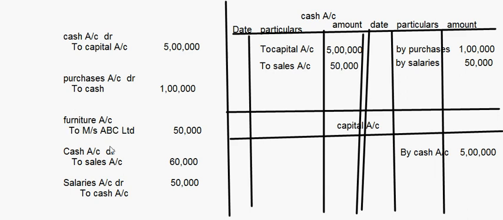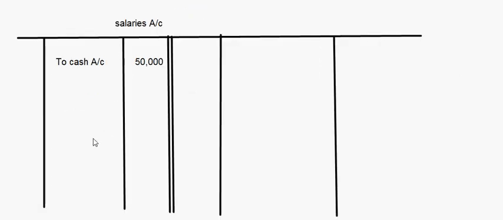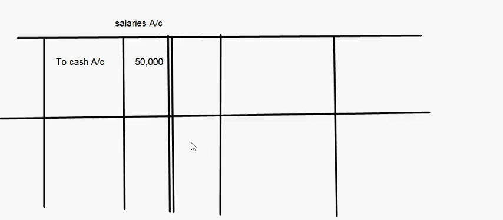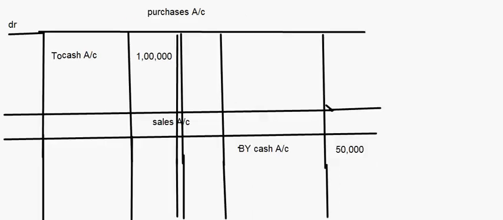Now one entry was left out there. We had written furniture account to Messrs ABC Limited. So you have to make two more accounts. One is the furniture account, one is Messrs ABC account, right? So here I'll make the furniture account. And in the next page, let's do Messrs ABC account. This is Messrs ABC account, right?